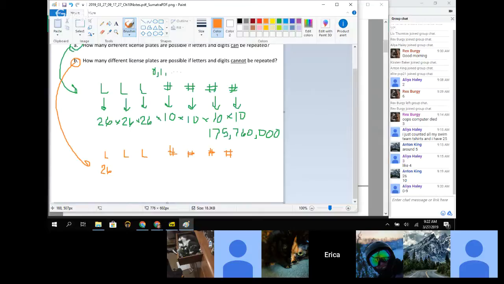When we go to pick our second letter, though, we don't have 26 choices because we can't repeat something. So we've already done a letter for the first one, right? So our second letter, there's only 25 different letters that we can choose from. So say B was our first letter, then we can't pick B for the second letter. So now we are down to 25 choices. And then our third letter, there's 2 letters that we can't choose from, so we only have 24 letters to pick from.